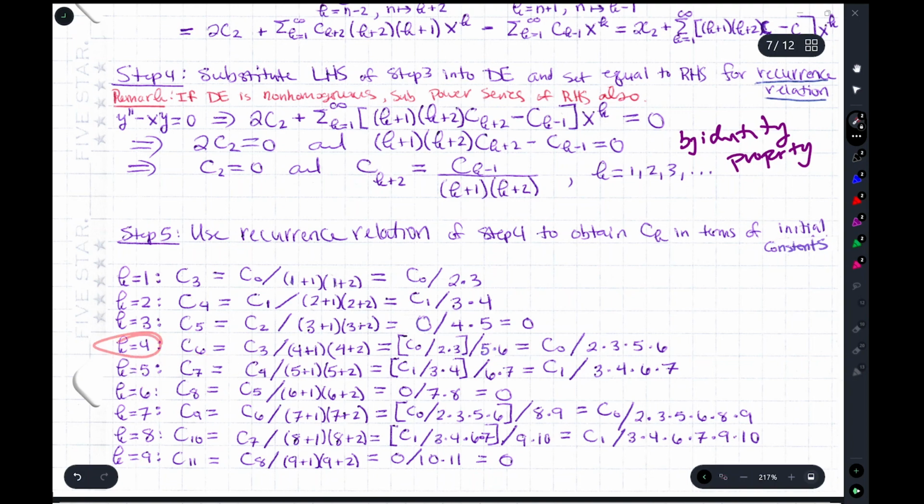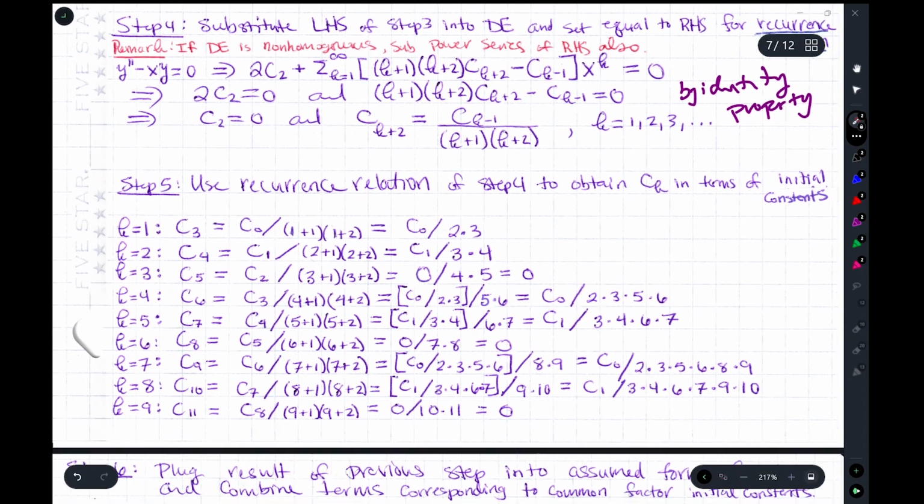So C6, k equals 4 in the recurrence relation. Don't confuse C sub k with k equals 4 here. This is the index of the recurrence relation, not the index of the ck's. That's why 4 is not 6. So that's going to give you C6 in terms of C3. C3 we already have in terms of C0, and so it ultimately depends on C0. For k equals 5, C7 ultimately depends on C1. C8 depends on C5. C5 depended on C2, and so you'll get that 0, and on and on.